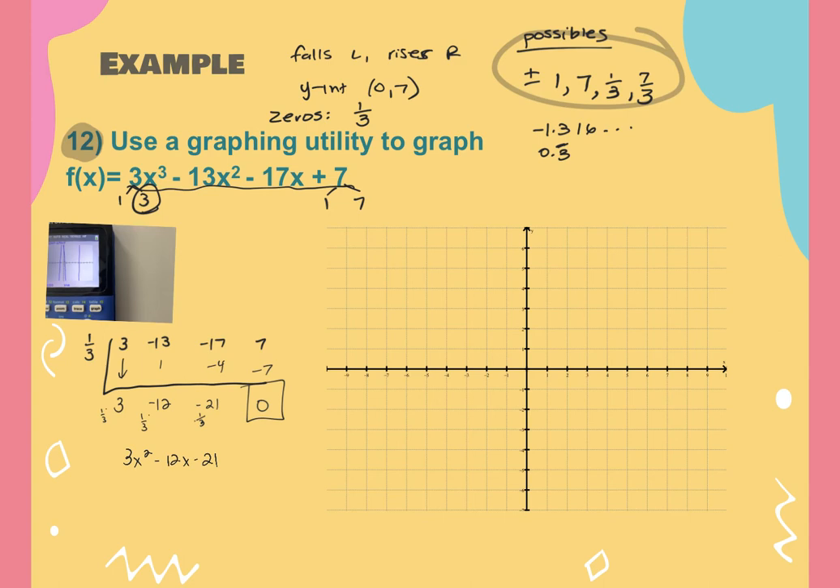I can try to factor it, but I'm going to tell you right now it's not going to be factorable. Otherwise, I would have been able to find it from my rational zeros at the beginning. I can set this equal to 0. I can divide everything by 3, make my life a little bit easier. And then what? Quadratic formula. So A is 1, B is negative 4, C is negative 7. 4 plus and minus the square root of negative 4 squared minus 4 times A times C all over 2 times A.